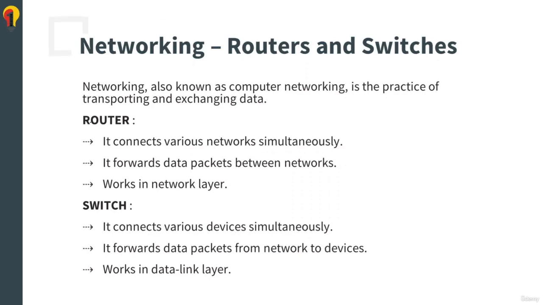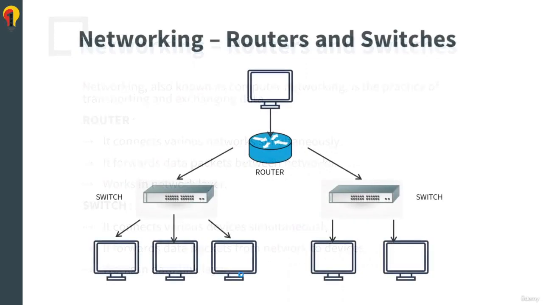Routers and switches. Router: it connects various networks simultaneously, whereas a switch connects various devices simultaneously. A router forwards data packets between computer networks, whereas a switch forwards data packets from network to devices. A router works in the network layer, whereas a switch works in the data link layer.